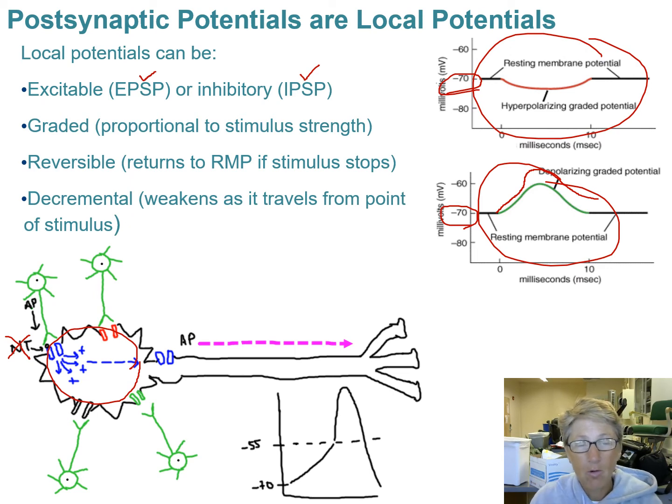Local potentials are decremental. That means the potential will decrease or get weaker as it travels from the point of stimulus. So the positive charges are coming in here. They've got to travel this distance to the axon hillock to try to activate these voltage-gated sodium and potassium channels. But as these charges move, the positive potential gets weaker because the signal is decremental.